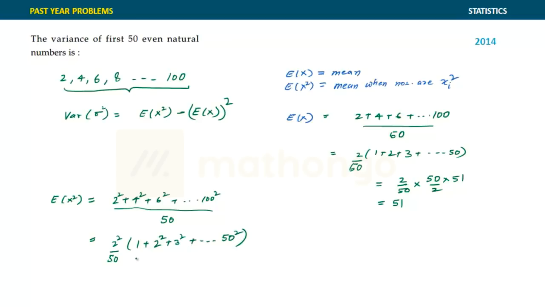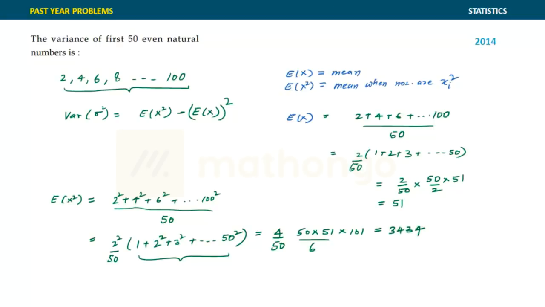Now we know the formula for the sum of squares of the first n natural numbers: n into n plus 1 into 2n plus 1 by 6. So it is 4 by 50 times 50 into 51 into 101 by 6. This is the requirement. If you calculate this value, it will come out to be 3434.